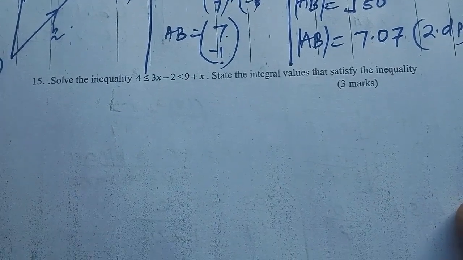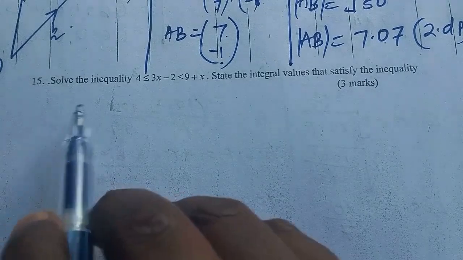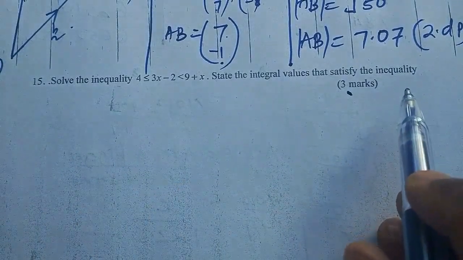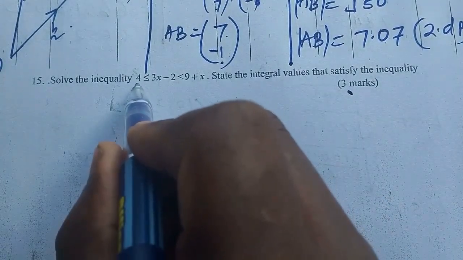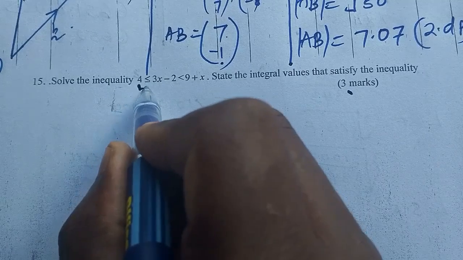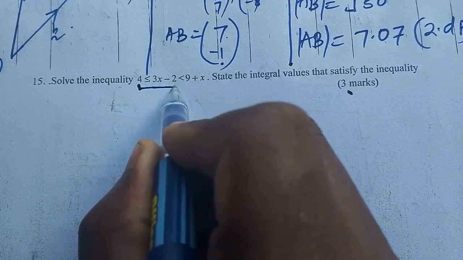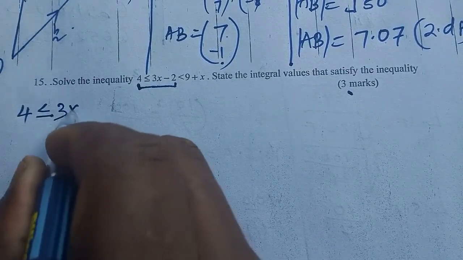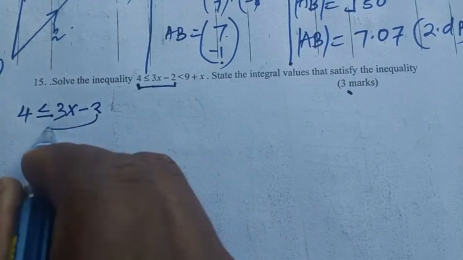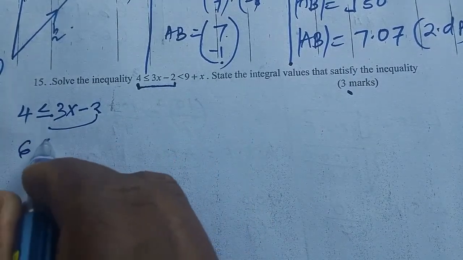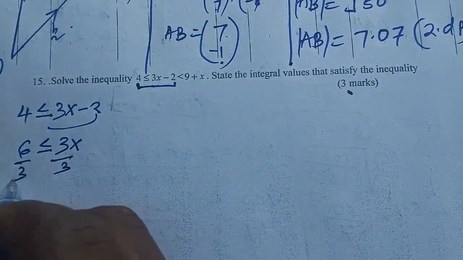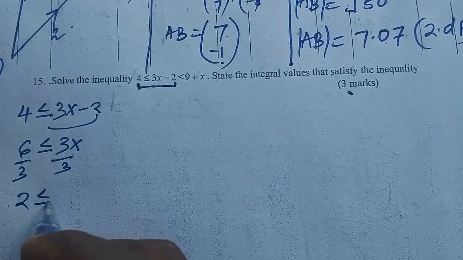Solve the inequality, state the integral values that satisfy the inequality. So let's solve first. You take the first part from here up to here. So 4 is less or equal to 3x minus 2. So bring this here. So 6 is less or equal to 3x. Now divide by 3, divide by 3. So 2 is less or equal to x. That is the first part.